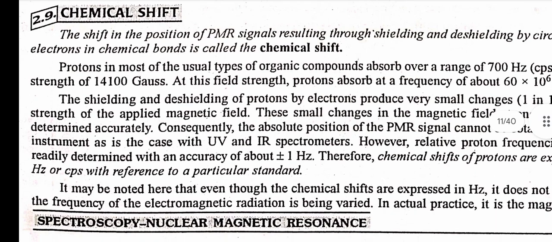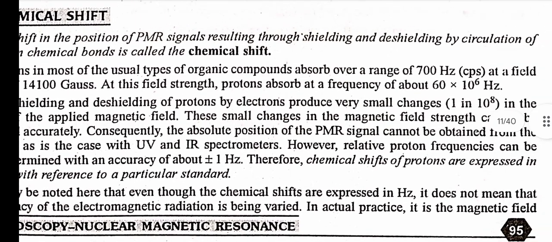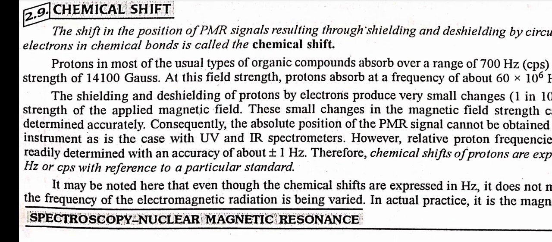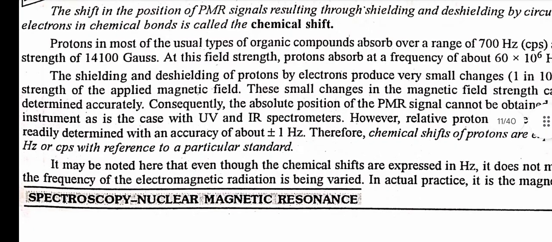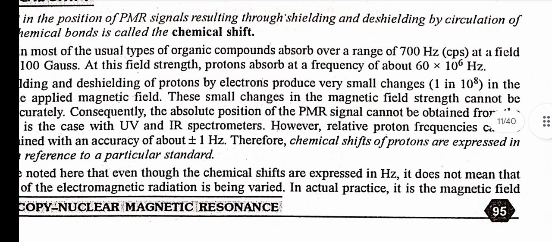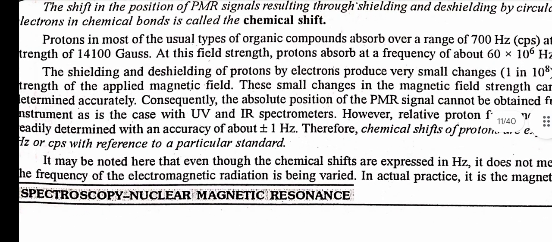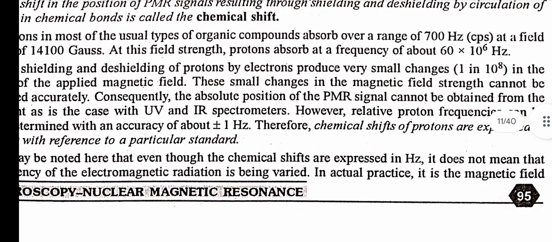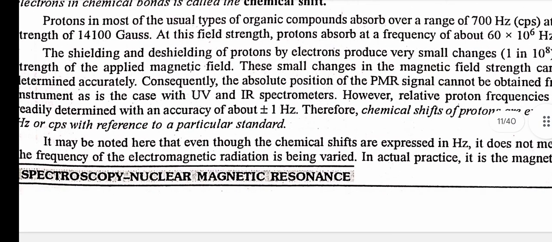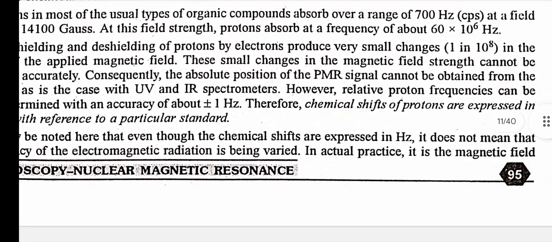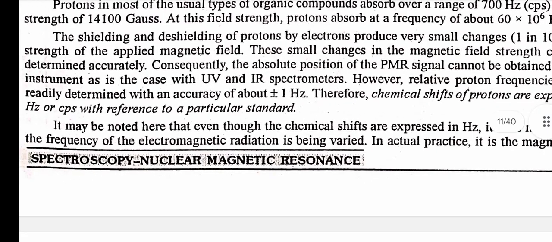Chemical shift. The shift in the position of PMR signals resulting through shielding and de-shielding by circulation of electrons in chemical bonds is called chemical shift. Protons in most of the usual types of organic compounds absorb over a range of 700 Hz at a field strength of 14100 Gauss. At this field strength, protons absorb a frequency of about 60 × 10^6 Hz. The shielding and de-shielding of protons by electrons produce very small changes in the strength of the applied magnetic field. These small changes in the magnetic field strength cannot be determined accurately.